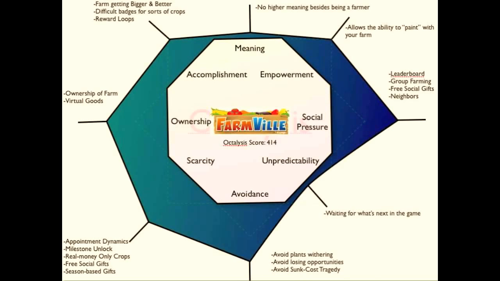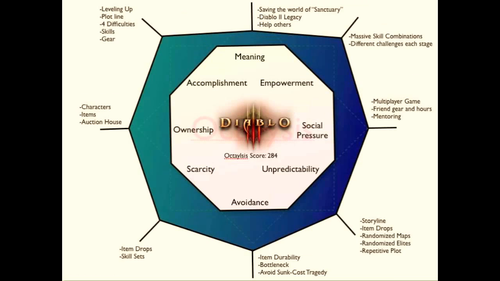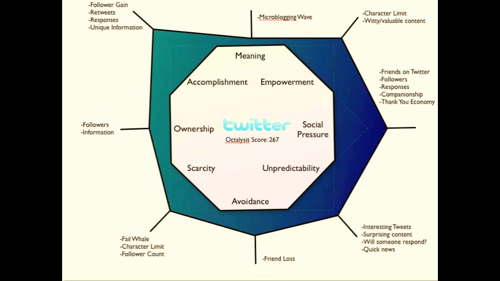Farmville, as you can see, it's very interesting. It's very left brain oriented, and it's black hat gamification oriented too. Won't go into details due to lack of time. Also Diablo. Diablo is actually pretty balanced, but it doesn't excel at anything. Diablo 3 specifically. So it only has an Octalysis score of 284. And Twitter. Twitter is pretty good. It's very much utilizing the right side of your brain, which is creativity and social. And overall, it's decent. It has 267 points in the Octalysis score.